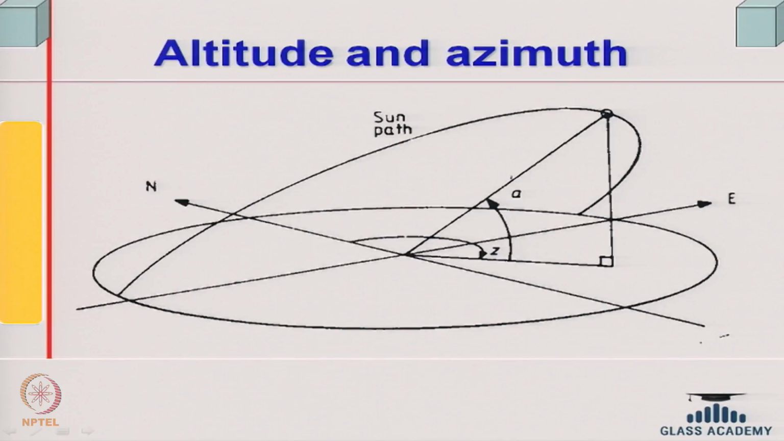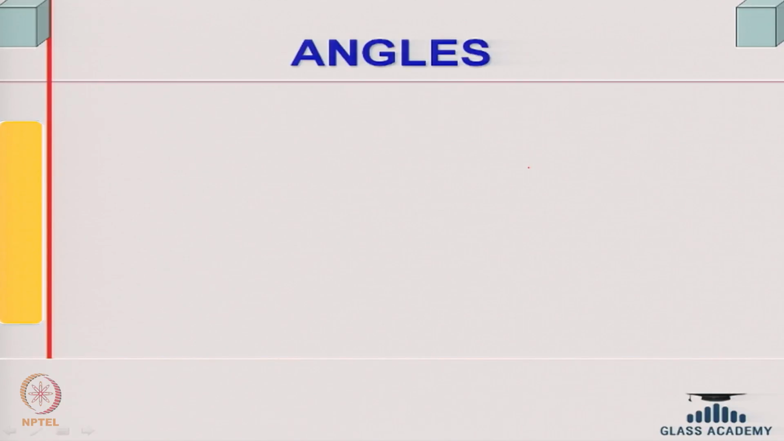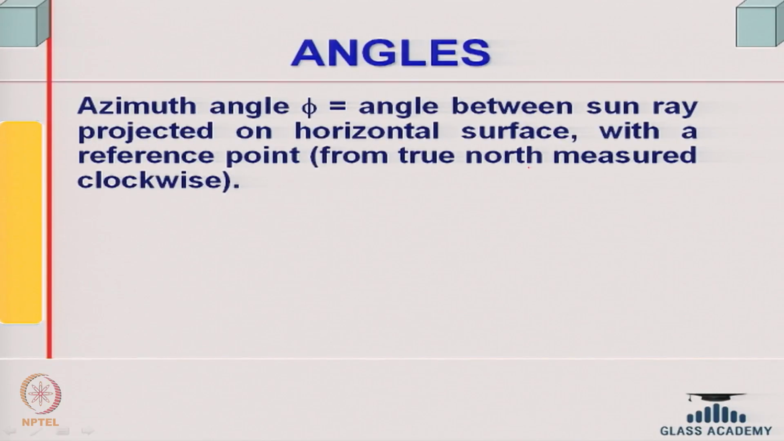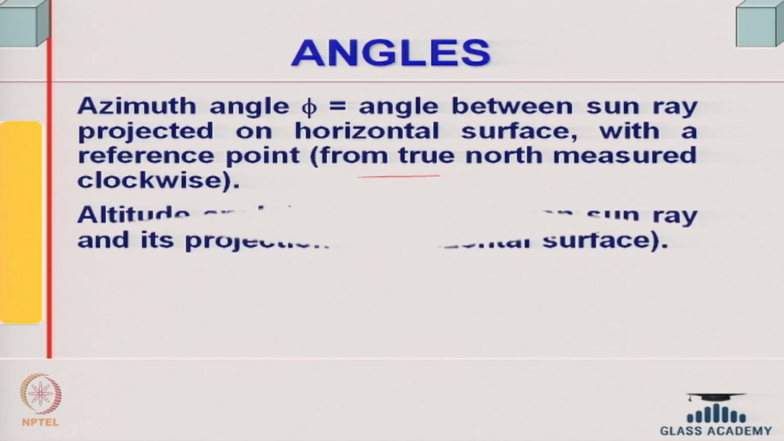For example, here it is clockwise from the north. This is your azimuth angle Z, and this is called the altitude angle. This one is the altitude angle. So this gives you an understanding of what these angles are. They are important. The azimuth angle is the angle between the sun's ray projected on a horizontal surface and a reference line from true north measured clockwise, maybe one of the conventions. In the northern hemisphere, people would prefer to do that.